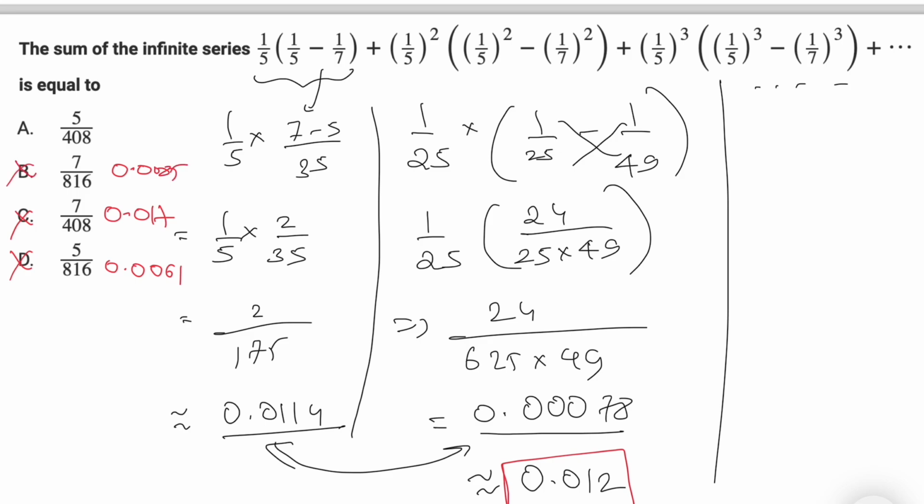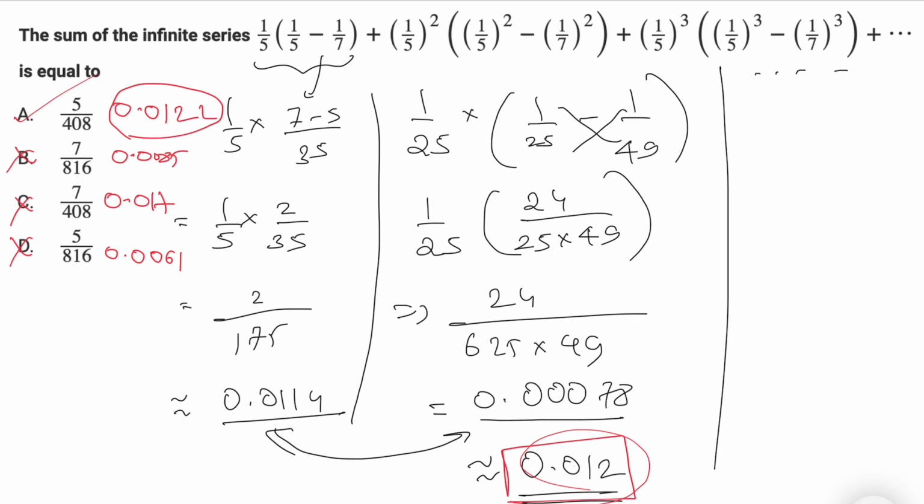The A one is 5 divided by 408. 5 divided by 408 is indeed 0.0122. Perfect. That's exactly what you want, right? And that is the correct answer to your question, option A. Okay, so that's a very short and sweet method for solving these particular questions. We had a similar question in CAT 23 also. You can check out the link in the description. I put the same.